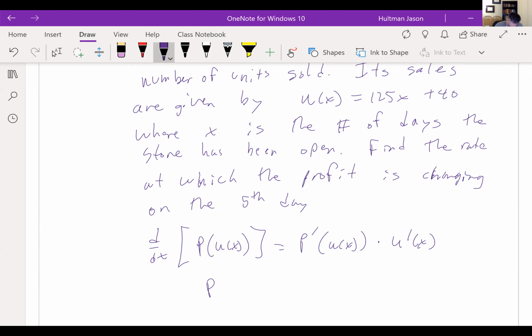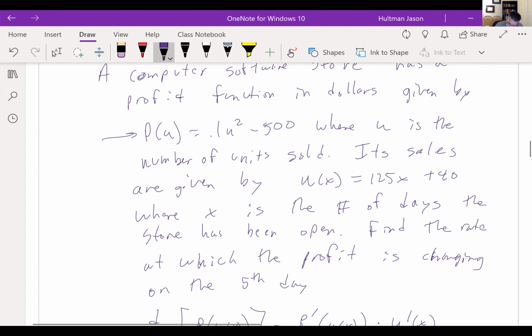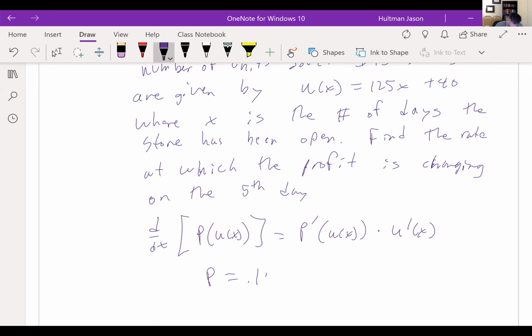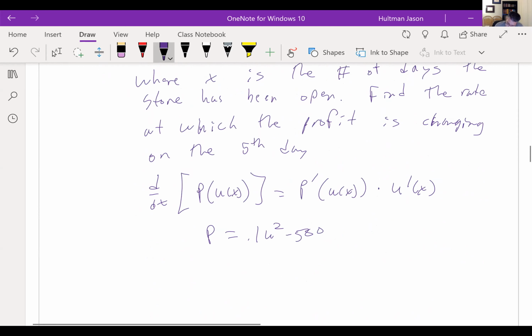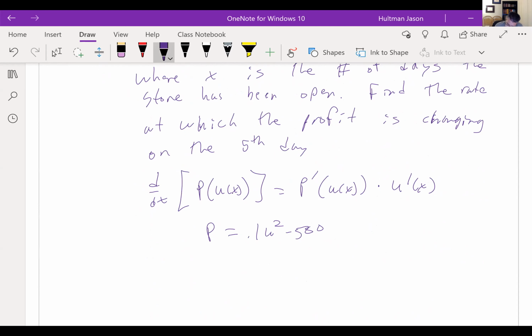So what was P? Well, P was equal to 0.1 u squared minus 500. Okay. And so what's the derivative of that thing? Well, that's just going to be 0.1 times 2u. The 500 goes away, so that's P prime is equal to this, right? Okay, but I have to multiply that by u prime. That's a u.